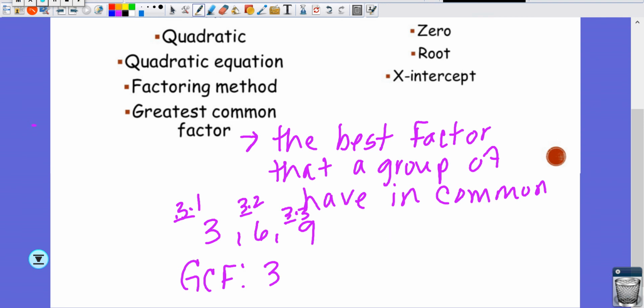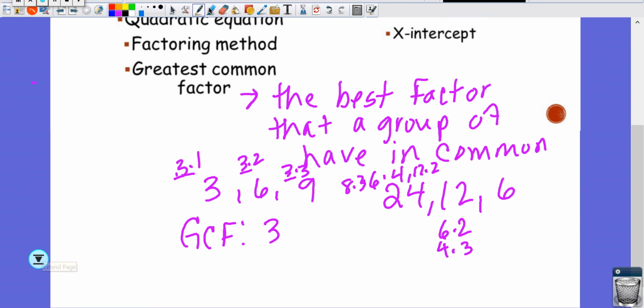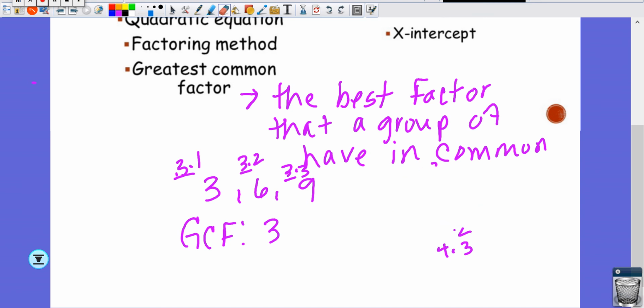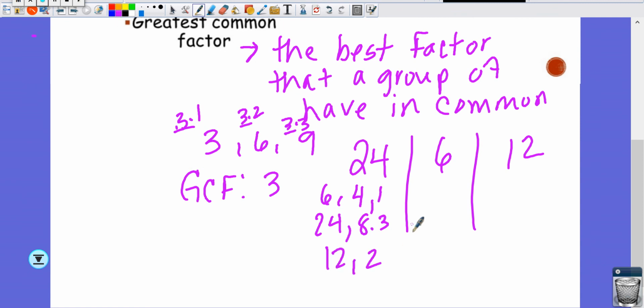I'm going to do another one. Let's do 24, let's do 12, and let's do 6. Hold on, let me write this in here. Let's try that again. These are a little bigger. I'm going to say 24 in one box, 6 in one box, and 12 in another box. So 6 and 4 works, 1 and 24 works, 8 and 3 works, and 12 and 2. These are all factors of 24.